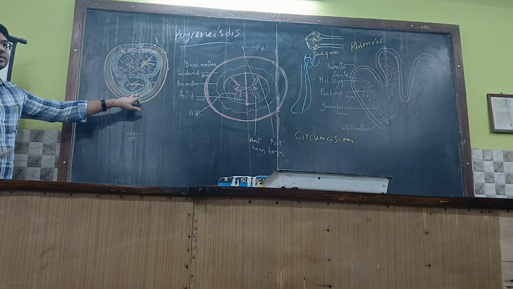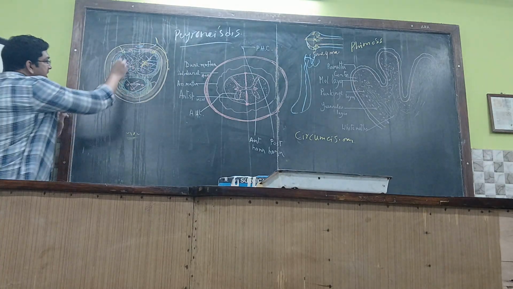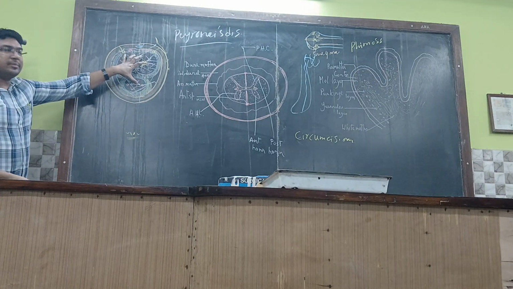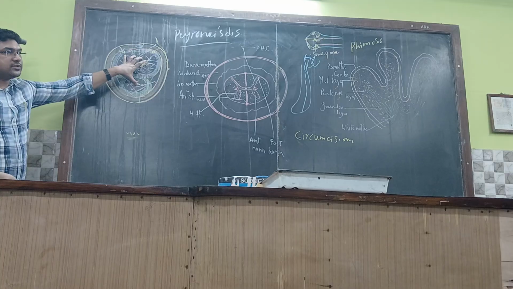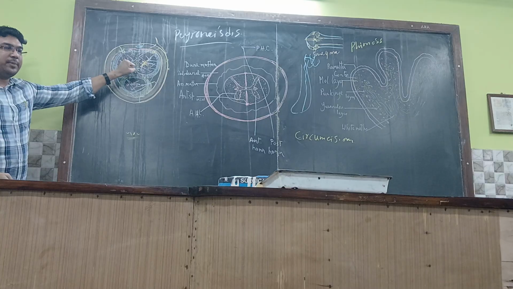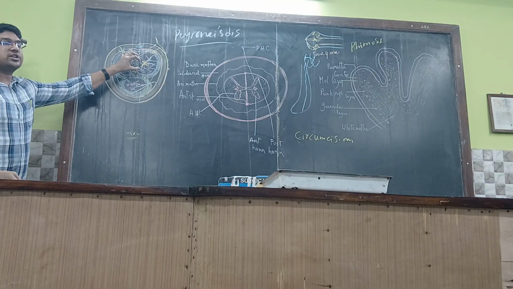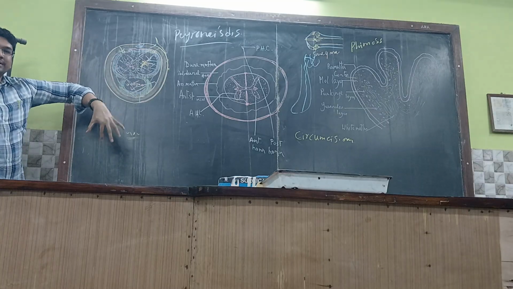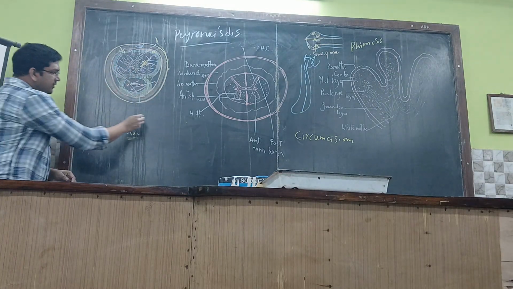Because of the continuous irritation of the penis, there will be inflammation within the penis. Whenever there is inflammation, obviously there will be fibrosis on the inner aspect. When the inner aspect undergoes fibrosis, there will be constriction of the penis, so the penis will be curved downwards. It's an abnormal condition. Normally it is curved in this manner.